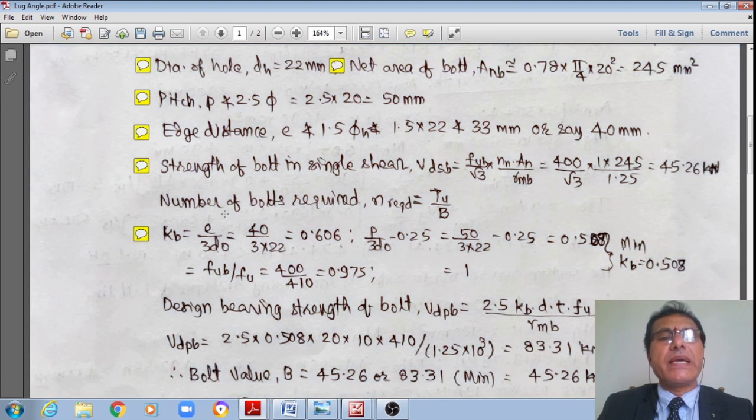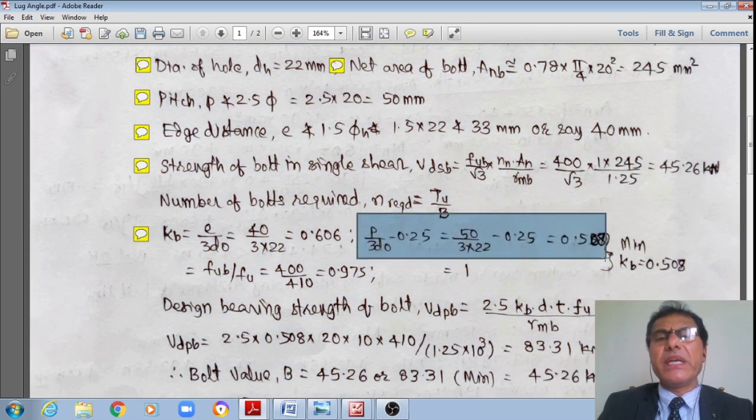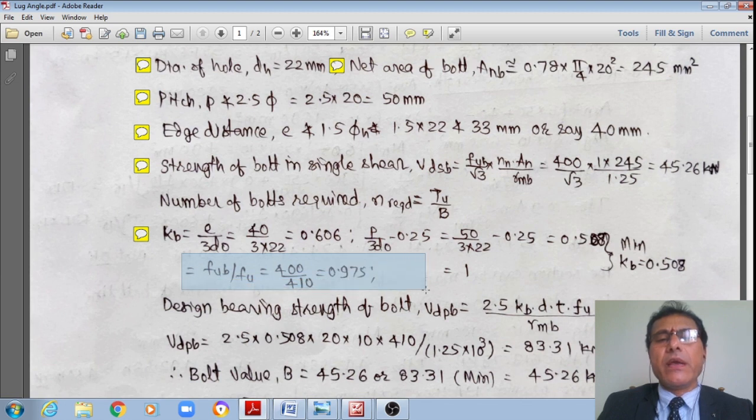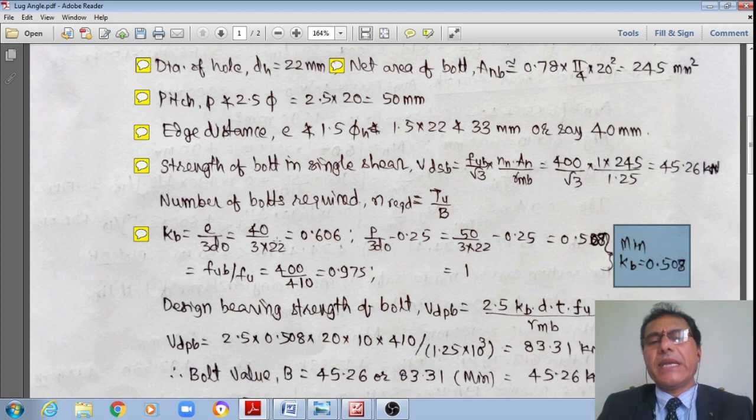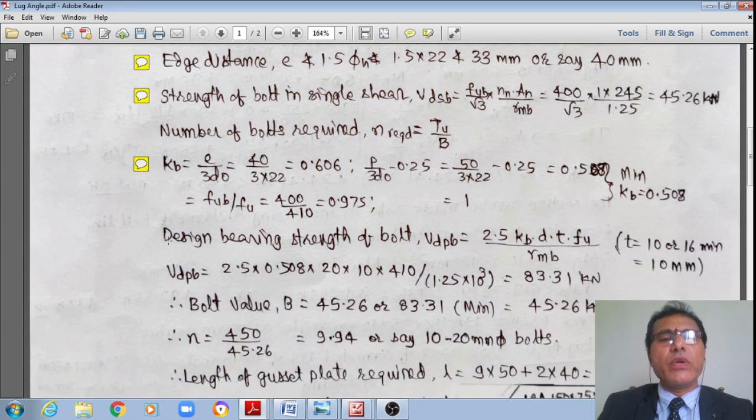Therefore, I already fixed the edge distance. From the first criteria, e divided by 3d0, 40 divided by 3 multiplied by 22, it works out to 0.606, student. From the second criteria, p divided by 3 multiplied by 22 minus 0.25, it works out to 0.508. From the third criteria, fub divided by fu, 400 divided by 410, it works out to 0.975. The fourth criteria is 1. Therefore, out of these, whichever is minimum. You can see that 0.508 is the minimum, the second criteria. Therefore, I'm recalling this, and now I'll substitute into this.